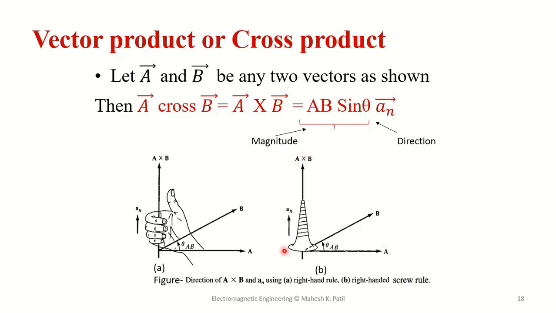So simply observe here the right hand screw rule. If you rotate a screw from a to b, that is in the forward direction, then that screw will go upward, that is the an bar direction. If you rotate that screw from b to a, then that screw will come out of that surface. For example, consider a wall. It is coming out of that wall, meaning it is in the negative direction. Likewise, this cross product is represented.